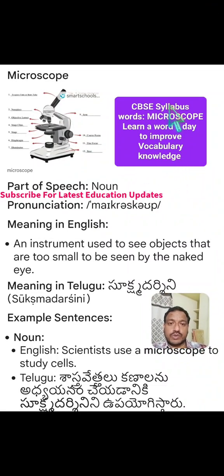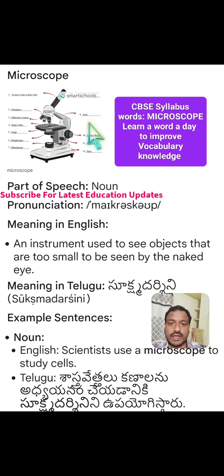Let's get back to today's vocabulary-specific word from our CBSE lessons prescribed for class 10. Today's word for discussion is microscope, from lesson 6, the making of a scientist. Yesterday we discussed the word scientist. Now we will discuss the instrument microscope.